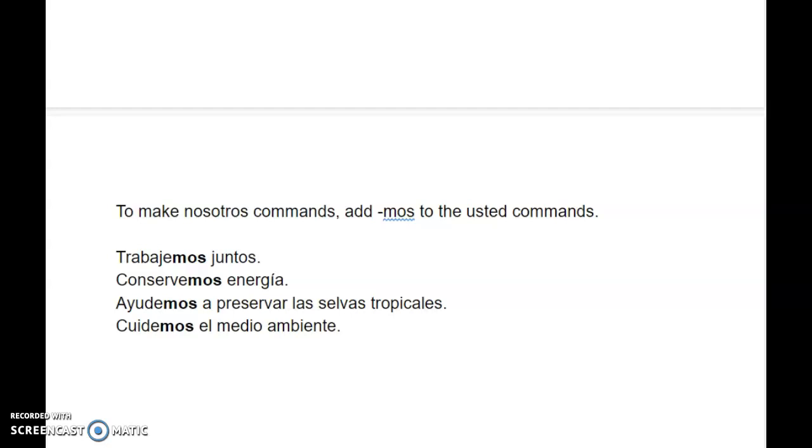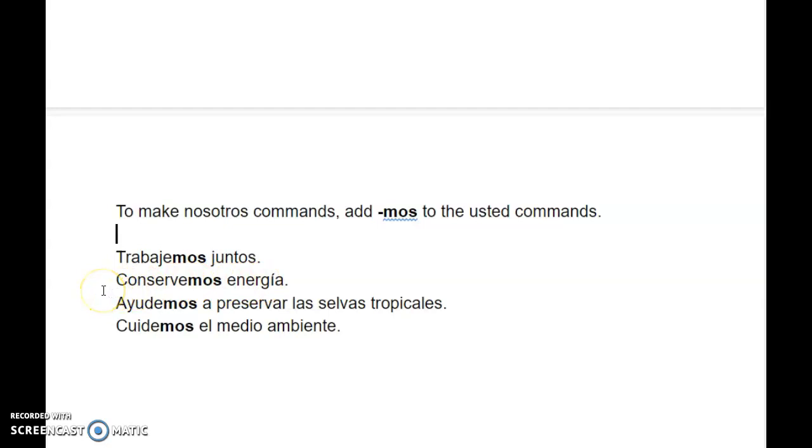Let's go ahead and look at, again, adding the -mos to those usted commands. So this is from trabajar, which means to work. It is an AR verb, so when we change it here to the usted command, you've got an E on the end of it. Trabajemos juntos. So let's work together, right? That's how that would translate. Conservemos energía.